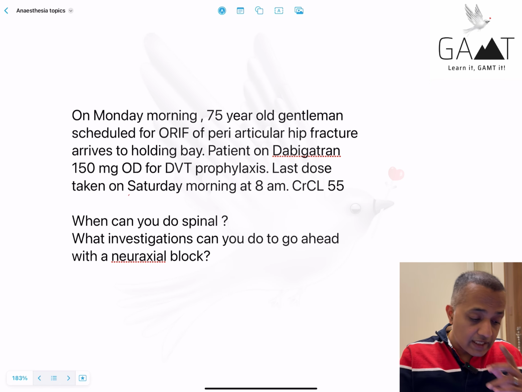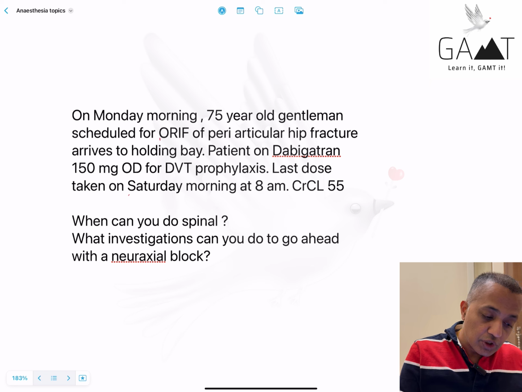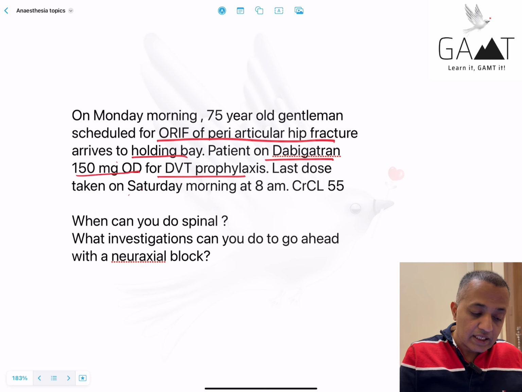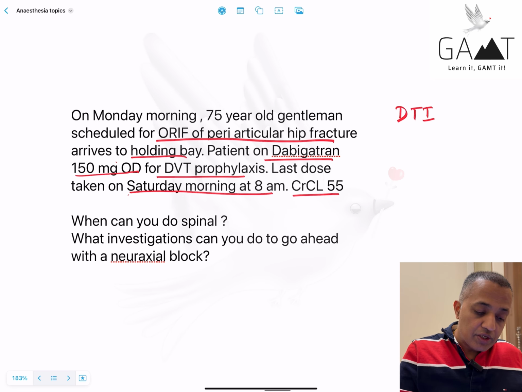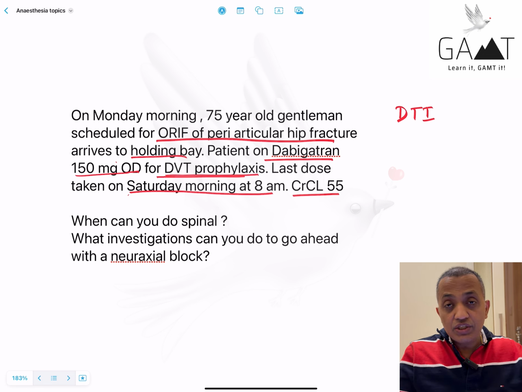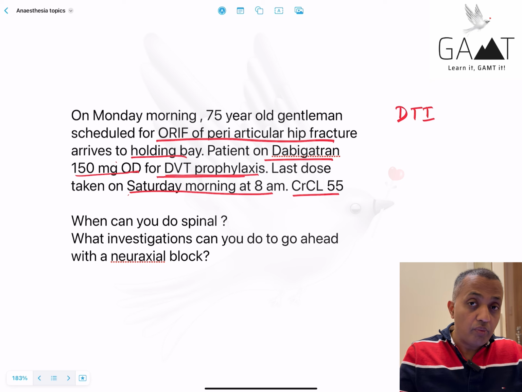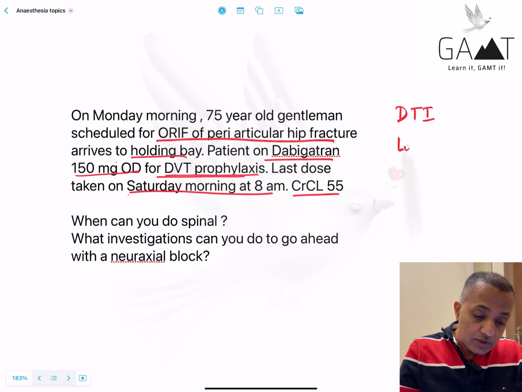Alright, so the last example. Monday morning, a 74-year-old gentleman is scheduled for ORIF for a periarticular hip fracture and arrives in the holding bay. The patient is on dabigatran 150 milligrams OD for DVT prophylaxis, last dose taken on Saturday morning at 8 a.m., creatinine clearance is 55. So what do you have here? The patient is on a direct thrombin inhibitor, dabigatran. Is he on high dose or low dose? The patient is for DVT prophylaxis, so most likely it's a low dose. For atrial fibrillation and therapeutic anticoagulation for acute venous thromboembolism, you would probably be on high dose. Prophylaxis is usually low dose. So let's say low dose.